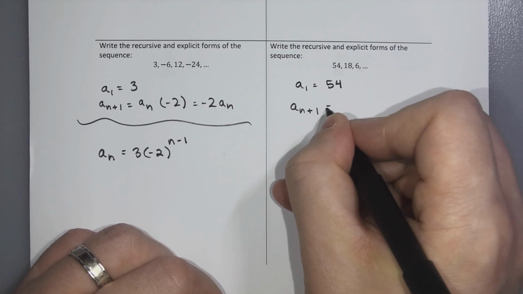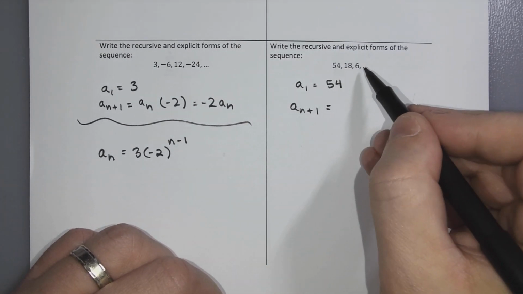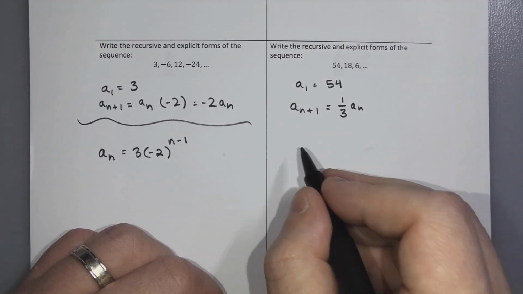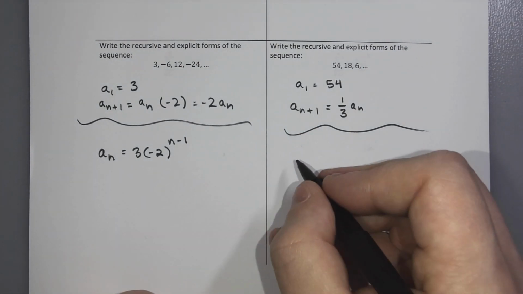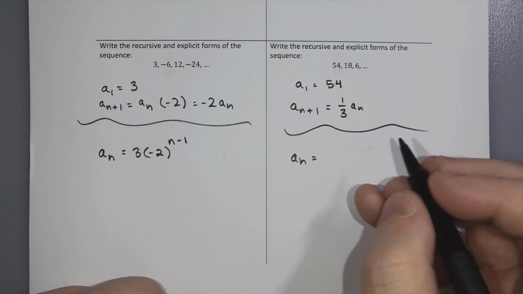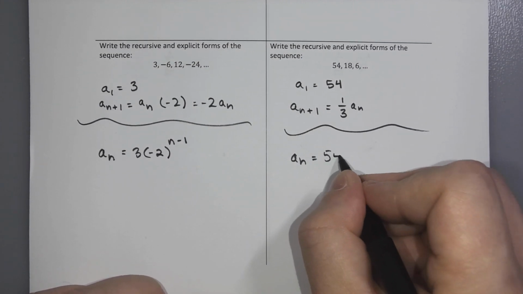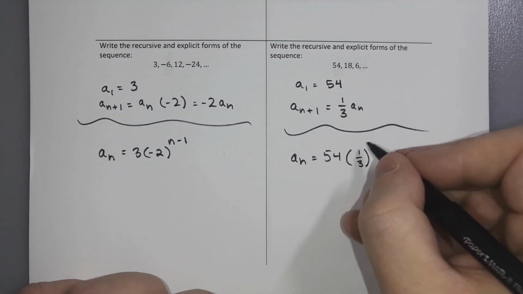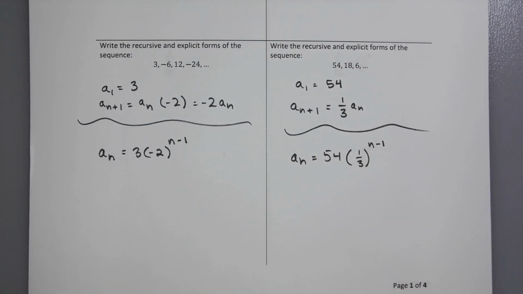say, to get the next term, what are we multiplying by? It looks like we're taking a third, so we'll take a third of the previous term. And explicitly, we would say that the nth term is found by taking the first term, multiplying by the common ratio, and raising that to the power of n minus 1. So that's page 1.